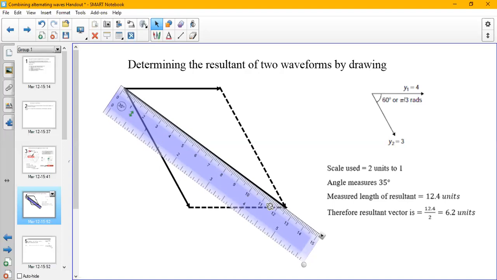You should bear in mind, if you're using this method, that you can really only go to 2 significant figures. A lot depends on what scale you use and how accurately you can measure it. How big you draw it is a key thing as well, so you want to make it as big as you can on the page if you use that method.